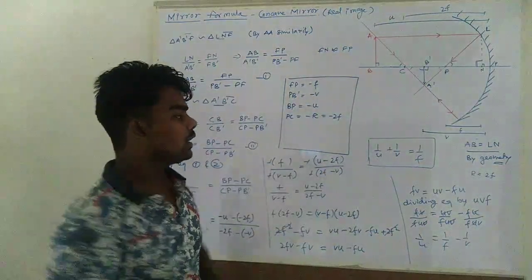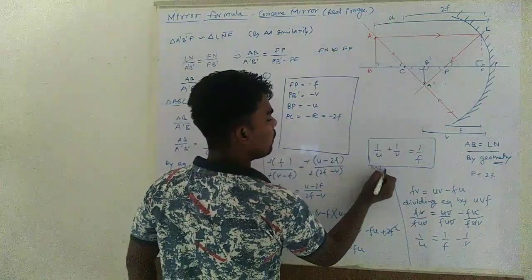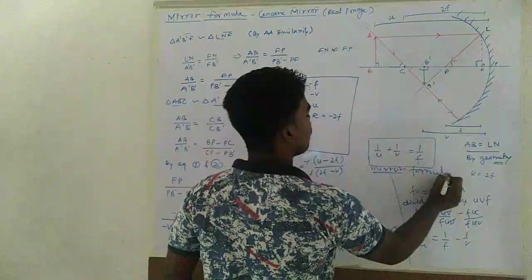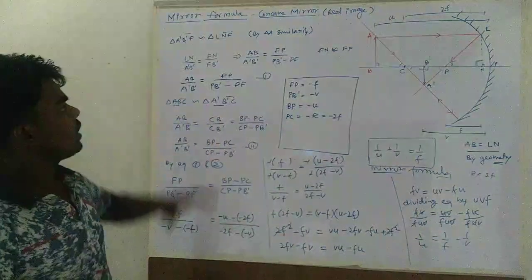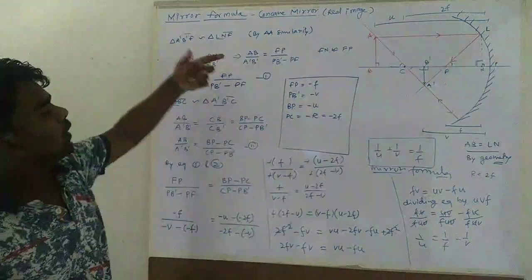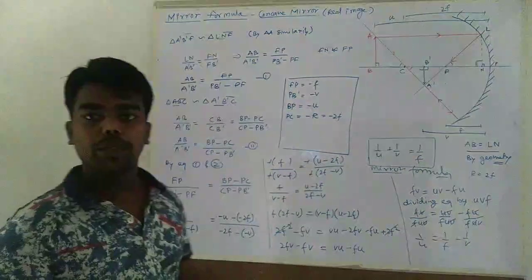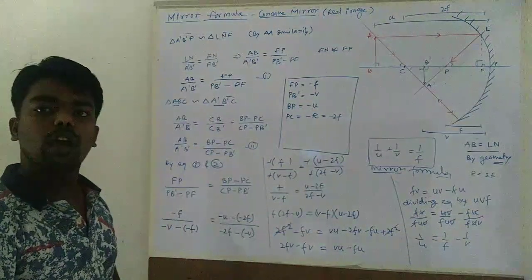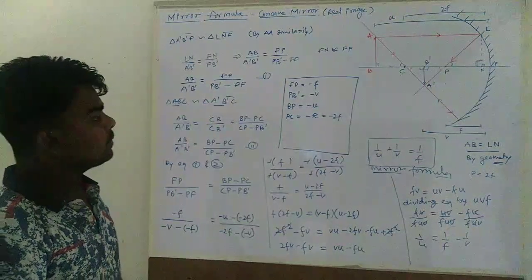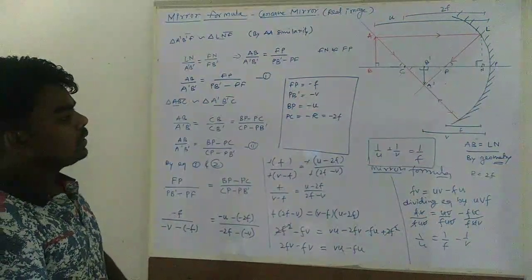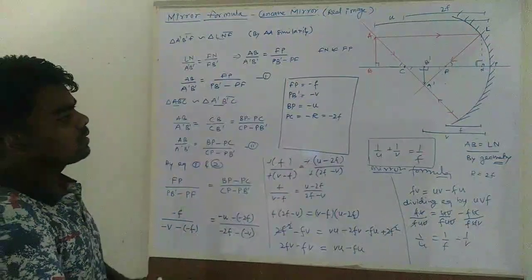What is this relation? That is called the mirror formula. So basically what you have done here, you have obtained the relation between image distance, object distance and focal length. Among the three things you have obtained the relation. Now one more thing, when you do this, just remember its chronology.